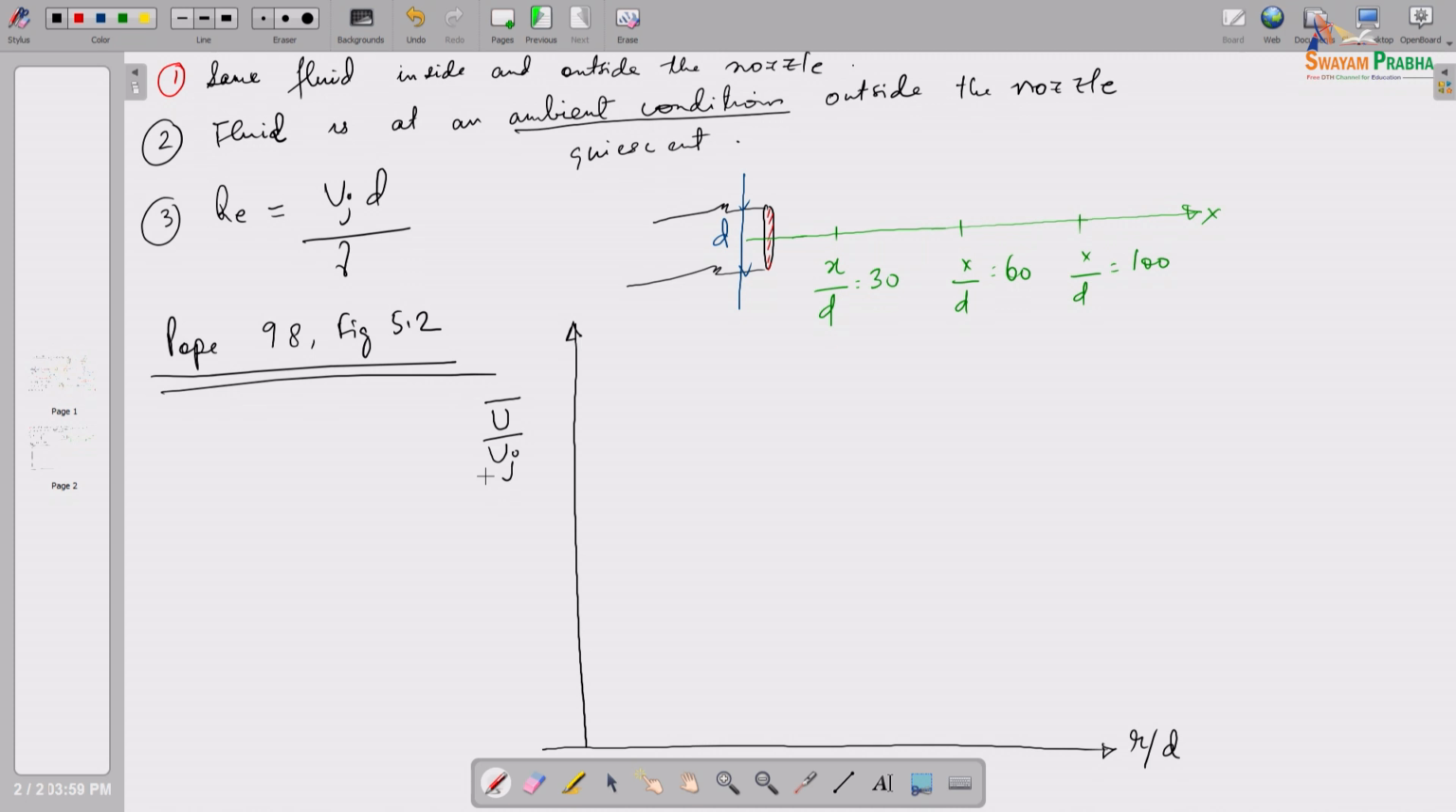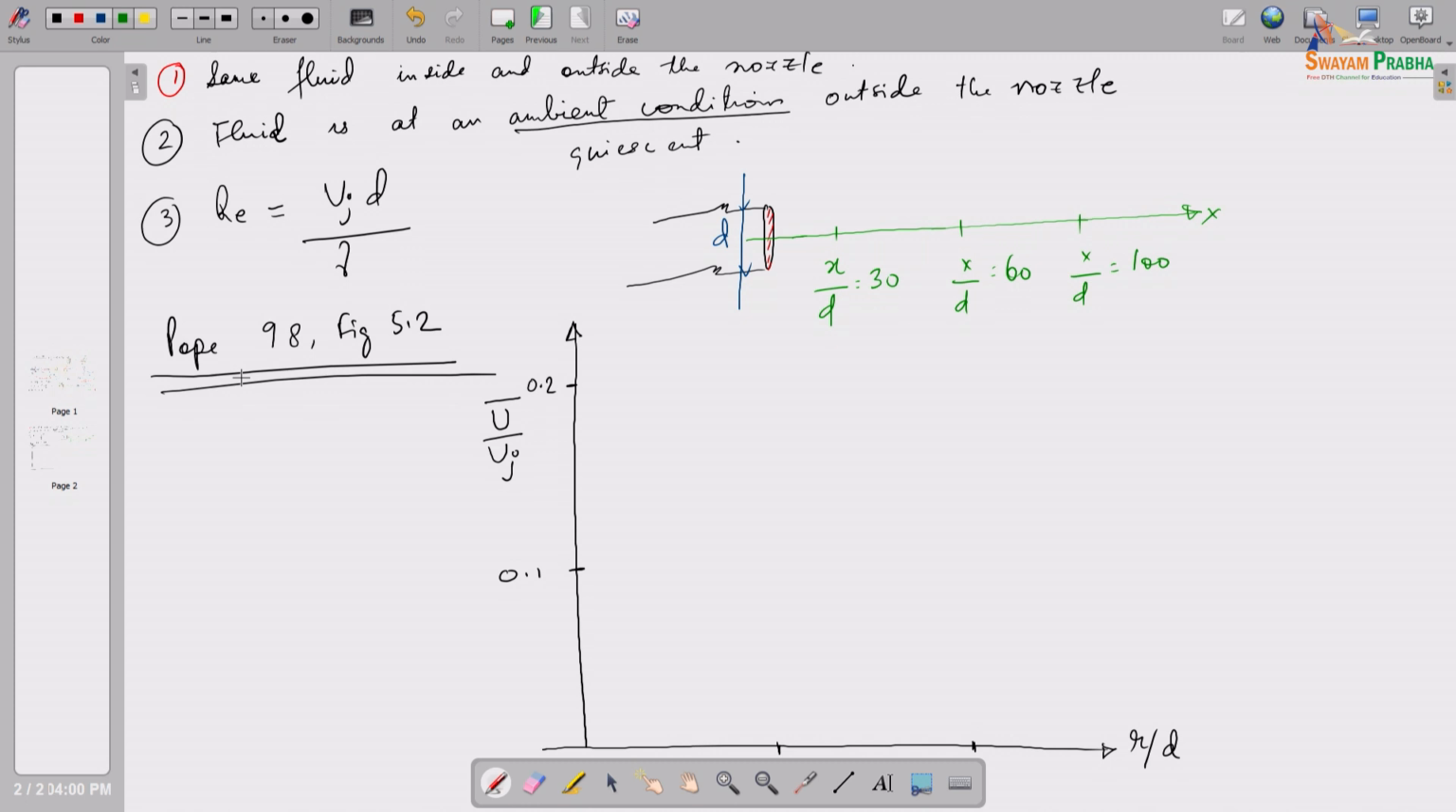Now, if I have plots here, something like that, and this is say about 0.1, and this is say about 0.2. These are curves from an experiment, which is available in Pope, as I said, figure 5.2.